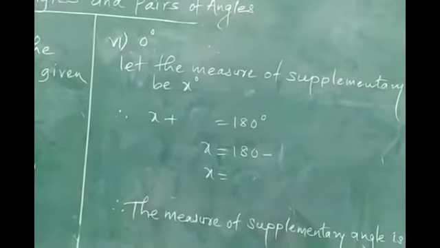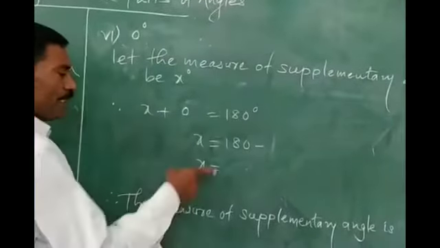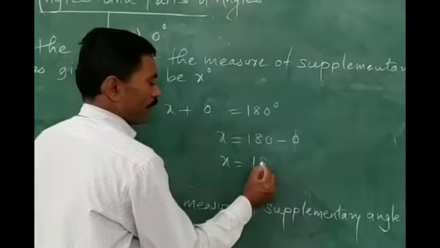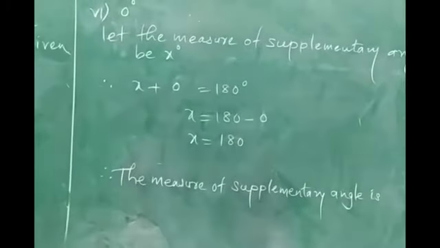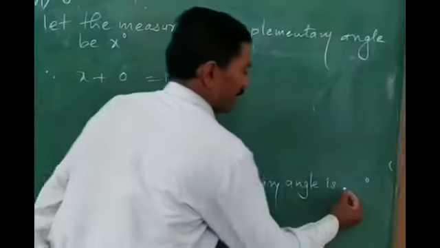Let the measure of supplementary angle be x. Therefore, x plus 0 is equal to 180, and x is equal to 180 minus 0. X is equal to 180. Therefore, the measure of supplementary angle is 180 degrees.